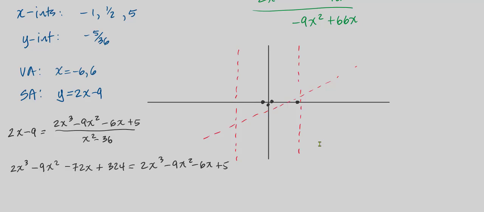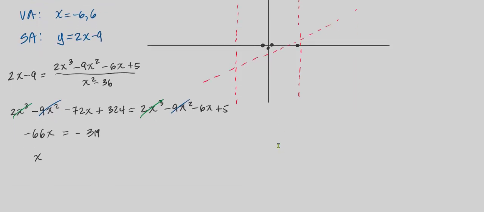All right, we certainly see that there's some cancellation. Those are going to go away. Those are going to go away. And what do we have left? Okay, so if we put the x's on the left, we have negative 66x equals negative 319, I believe. 319. And so x is equal to 319 divided by 66.